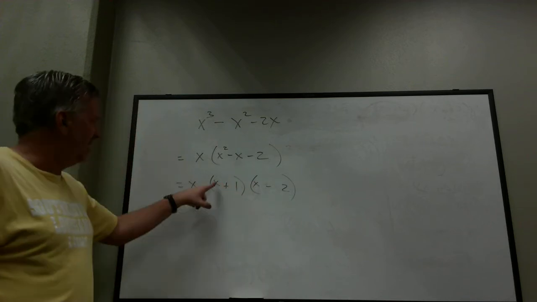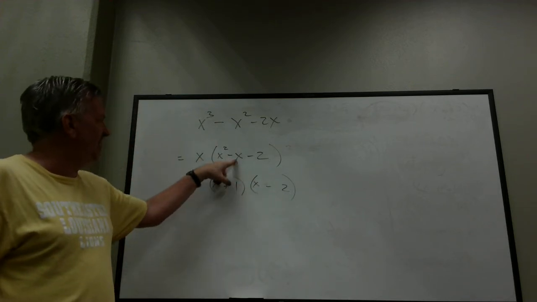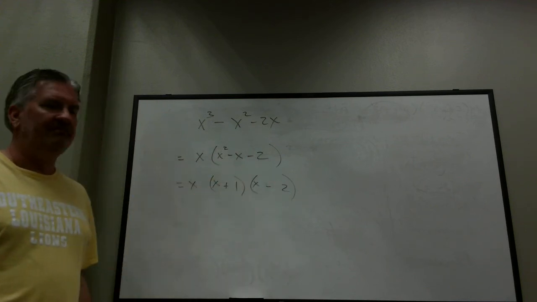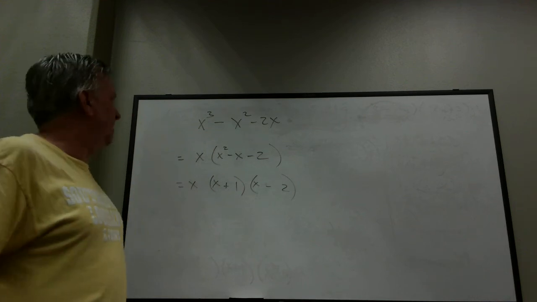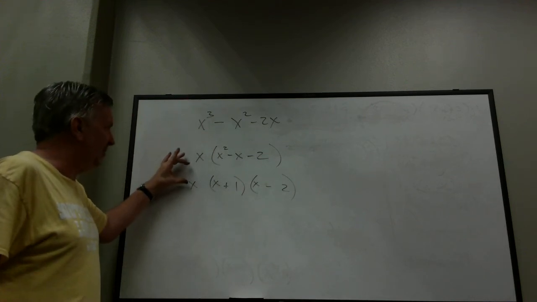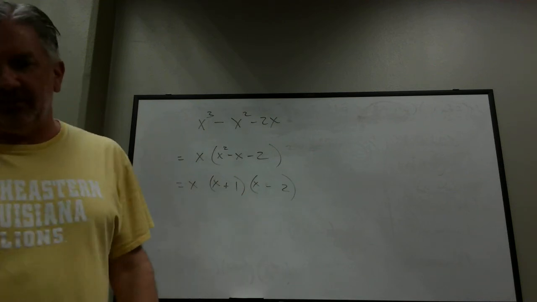But let me check. X squared, negative 2x plus x is negative x, negative 2. And you can't factor any more than that. So that one's not too bad. But the key is doing it: first pull out the greatest common factor. Now it's an easy trinomial to factor.